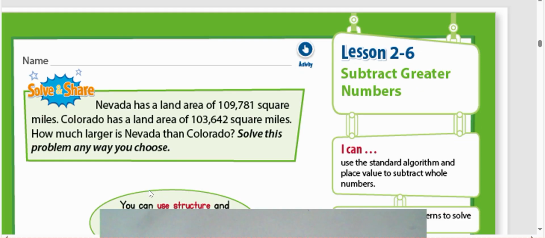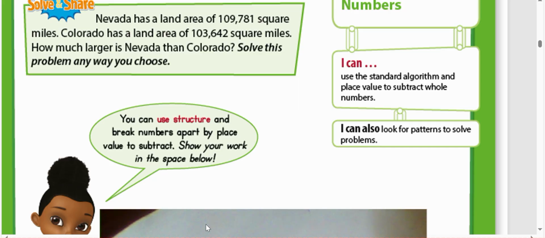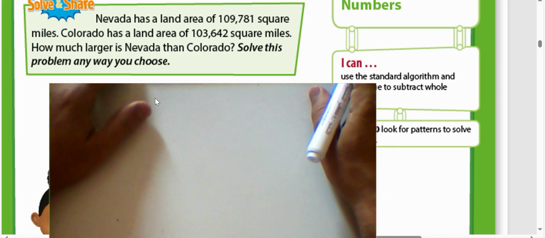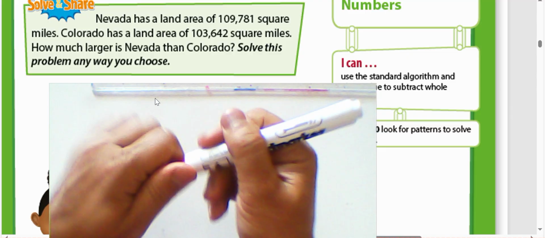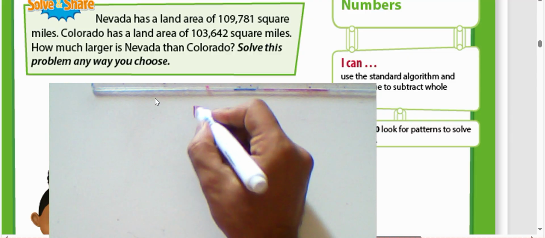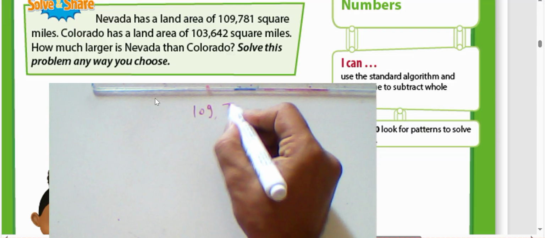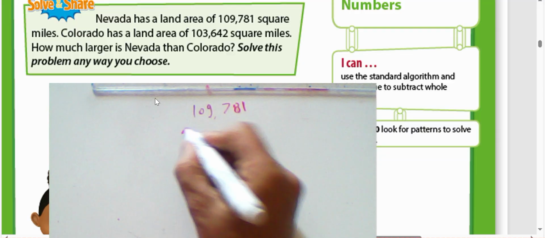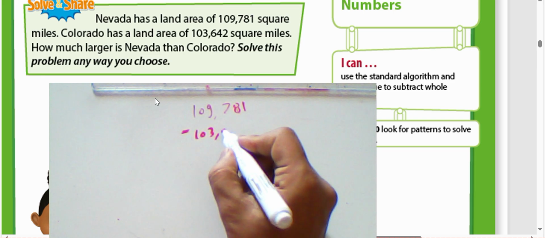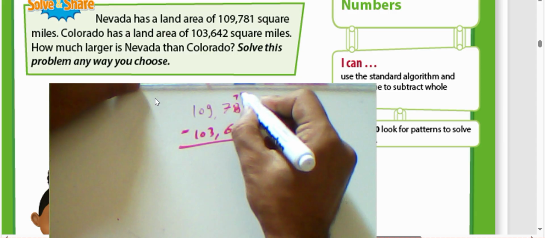Okay, we can find the difference between the two numbers. Now we have 6 digits. We can find the greater number and subtract the smaller one. The first number will be 109,781 subtract 103,642. Number 1 will be 7 and here 11.